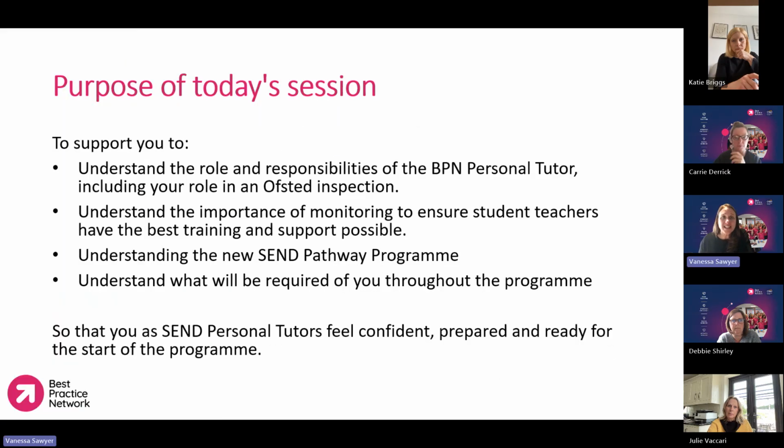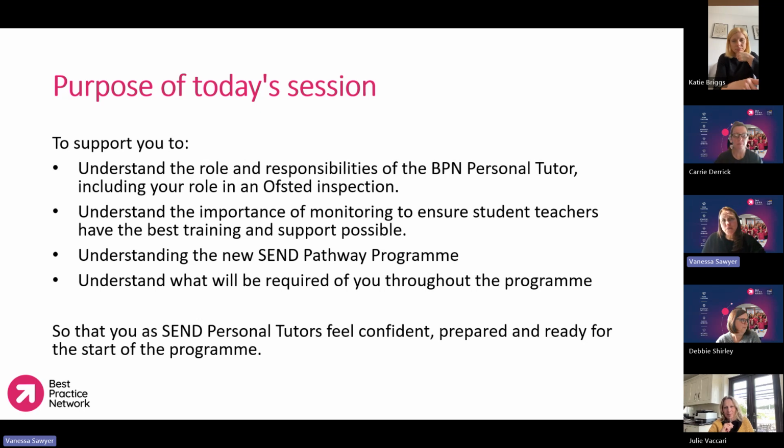What we want to do in this session today is we want you to be really clear about the personal tutor role and responsibilities. That also will include, and we will touch on today, not to frighten anybody, the role within an Ofsted inspection as well, and what that looks like.